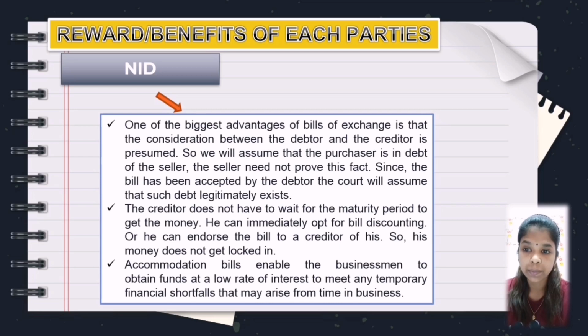He can immediately opt for the bill discounting, or he can endorse the bill to a creditor of his, so his money does not get locked in. Accommodation bills enable the businessman to obtain funds at a low rate of interest to meet any temporary financial shortfalls that may arise from time to time in business.